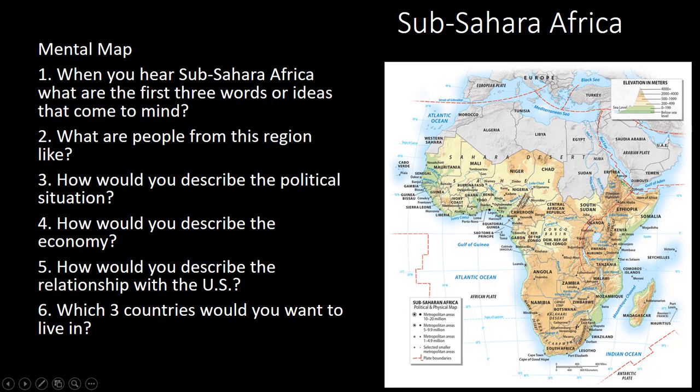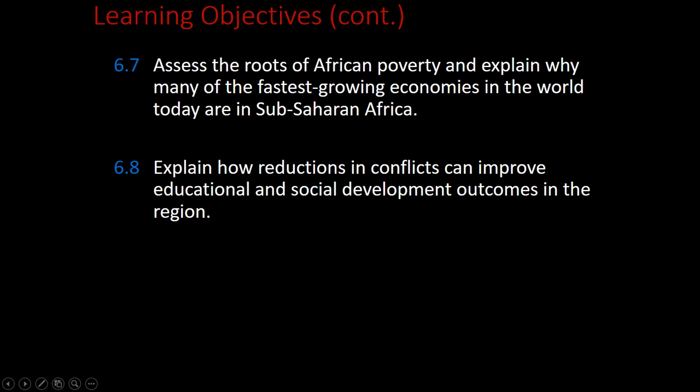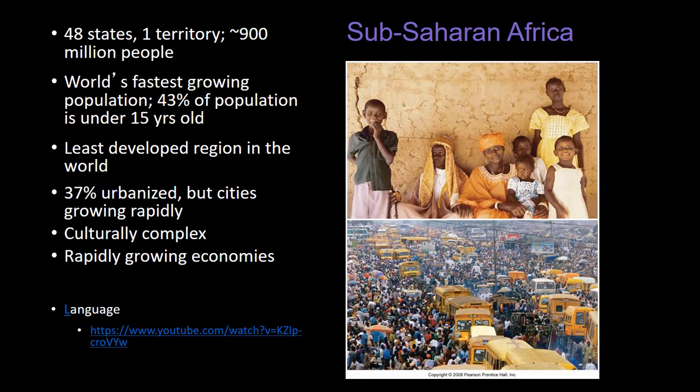Okay, so as normal, I've got a brief review of the learning objectives you can use as your notes. Here was the number, not 44. We have 48 states in this region, one territory. So we're approximately almost 1 billion people. And as we get to South Asia and East Asia, we have more people in both of those regions. And actually, we have more people in just India, and more people in just China, than we do in this entire region. However, it's the world's fastest growing population.